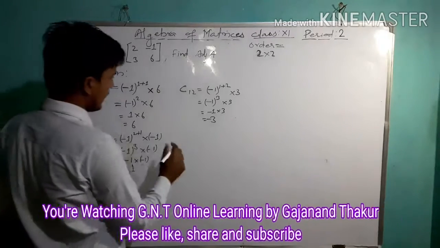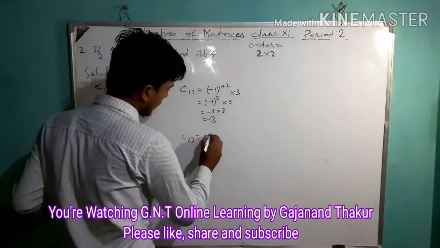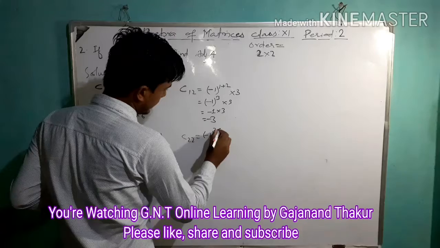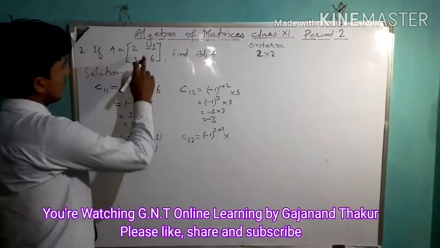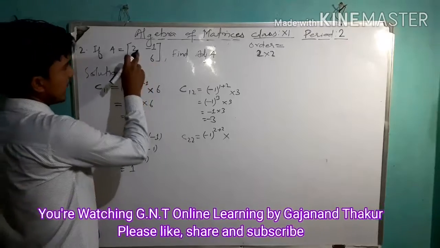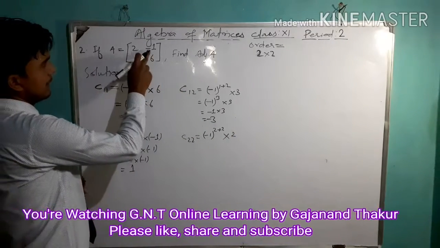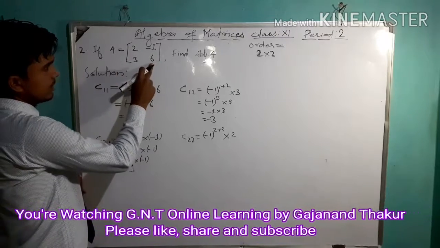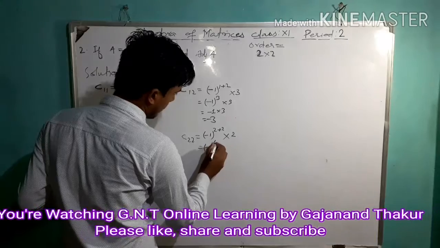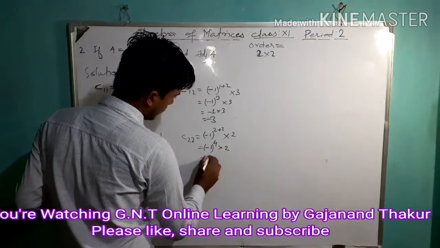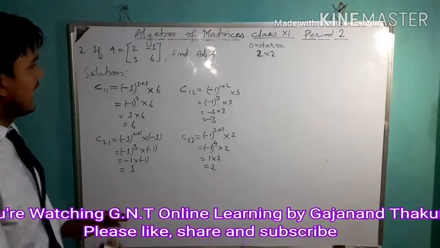Now we'll do C22. Minus 1 to the power 2 plus 2, into, opposite to the 22nd element we have 2, so we write 2. Elements 11, 12, 21, 22. So minus 1 to the power 4 is 1, into 2, which is 2. So we got the cofactors of all the elements.